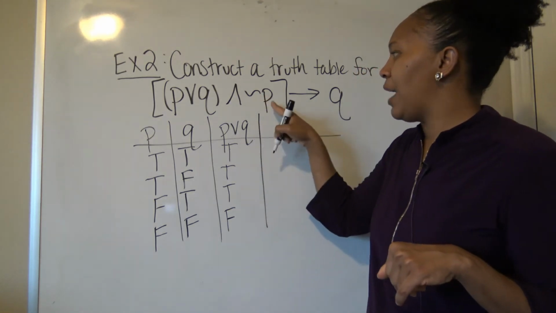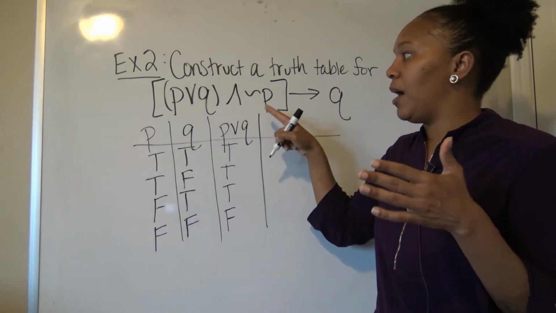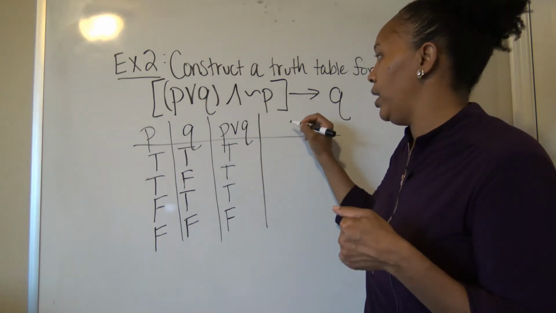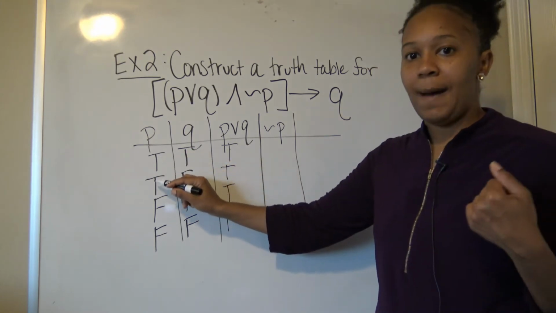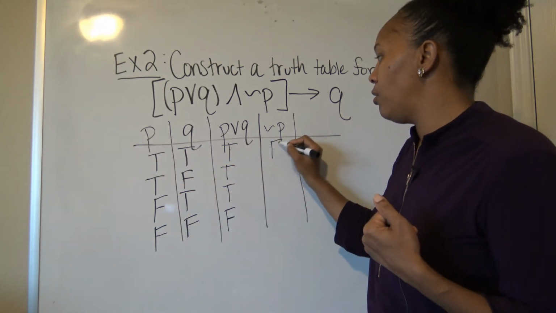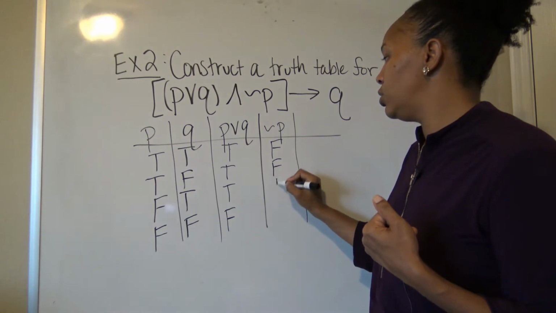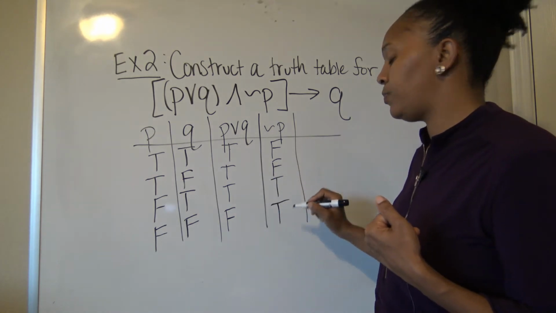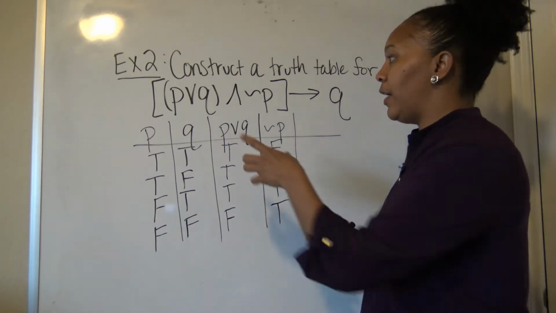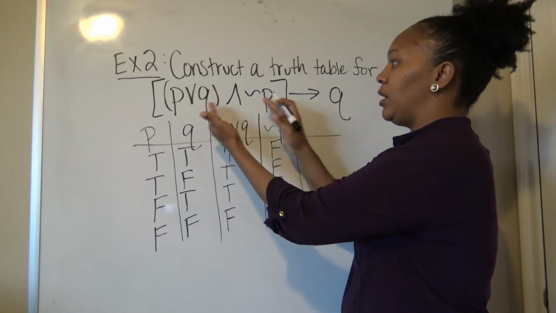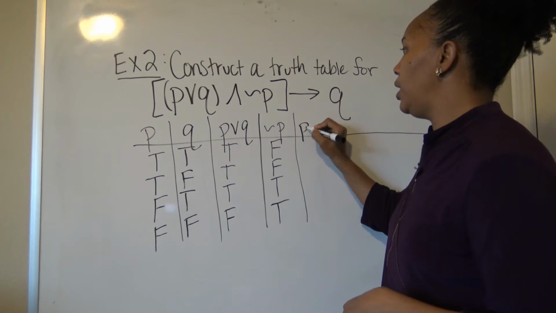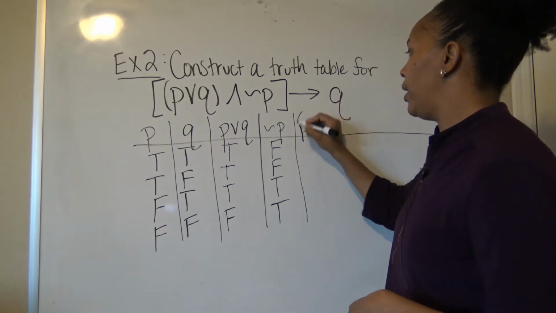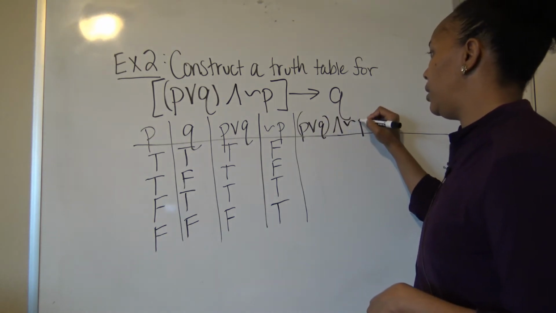Then I'm going to do not P next because I have to combine P or Q and not P with and. So I need to know what is not P. Not P is the opposite of P, so that would be false, false, true, and true. Alrighty. So now I have these two that need to be combined with the and. So my next part is going to be P or Q and not P.